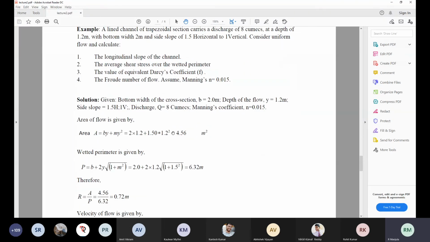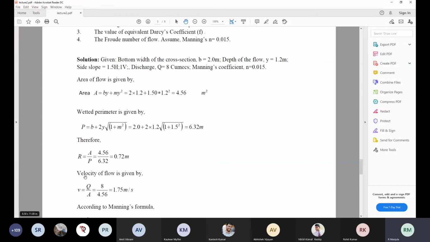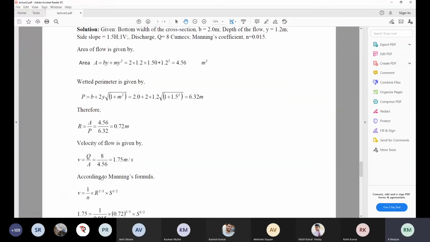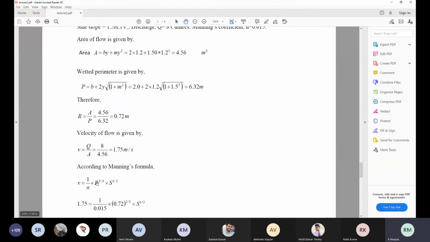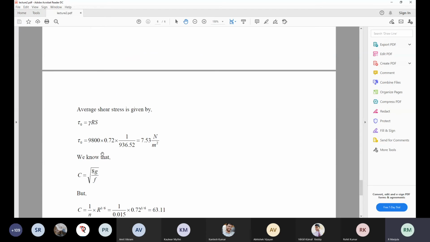So here is what you have seen now. Bottom width of the cross section B, depth of the flow, side slope, discharge, and Manning's n are given. So I am finding out the area and wetted perimeter. Then, if you know area and wetted perimeter, you can find your hydraulic radius, and velocity of the flow is Q by A, area is known. Manning's formula is V is equal to 1 by n R raised to 2 by 3 S raised to the power half. Substitute the values, find S, the longitudinal bed slope. Then your average shear stress is tau naught equal to gamma into R S. Find out tau naught.